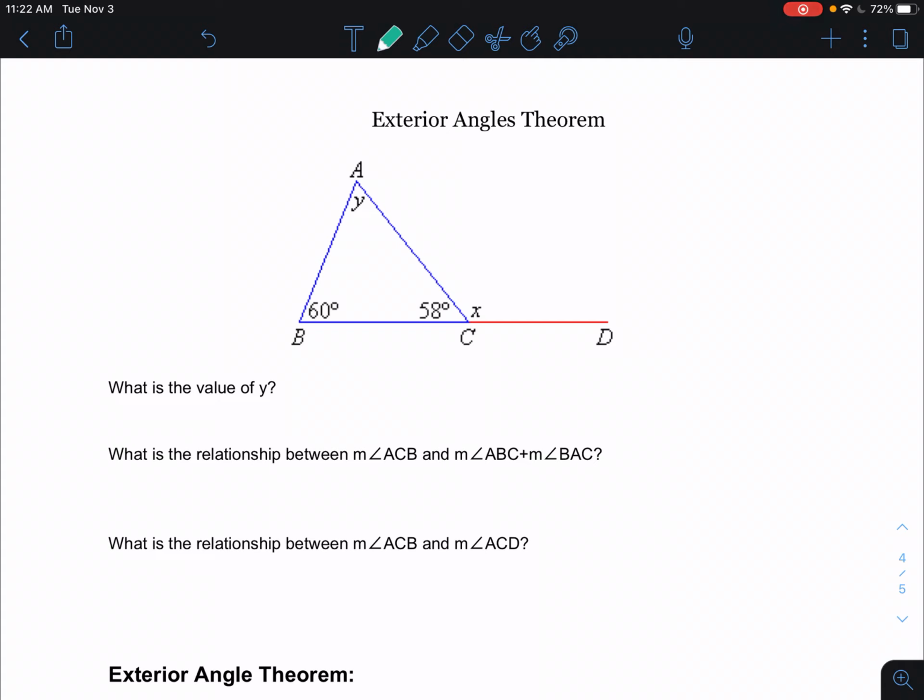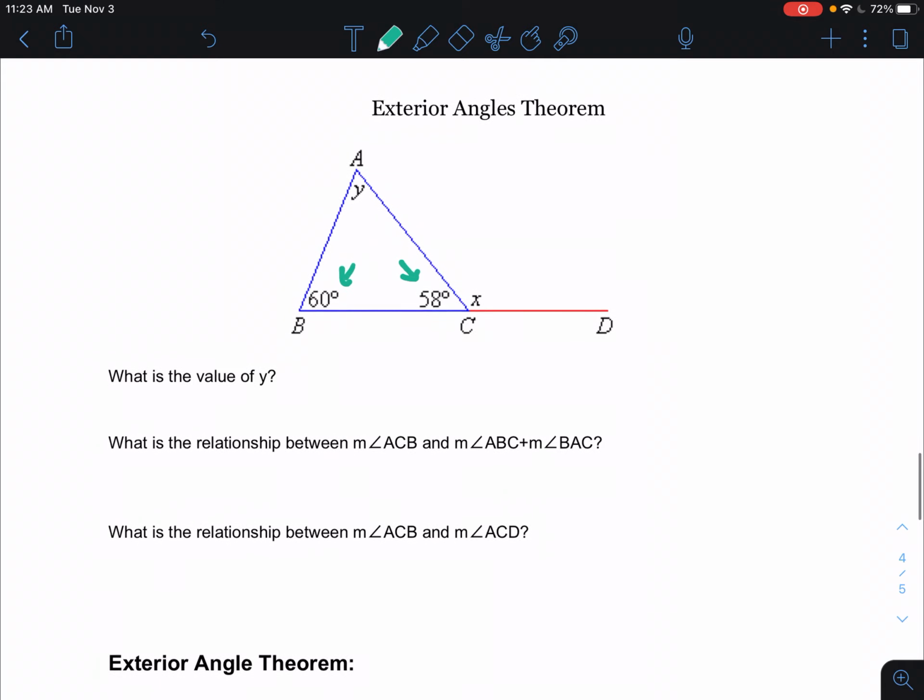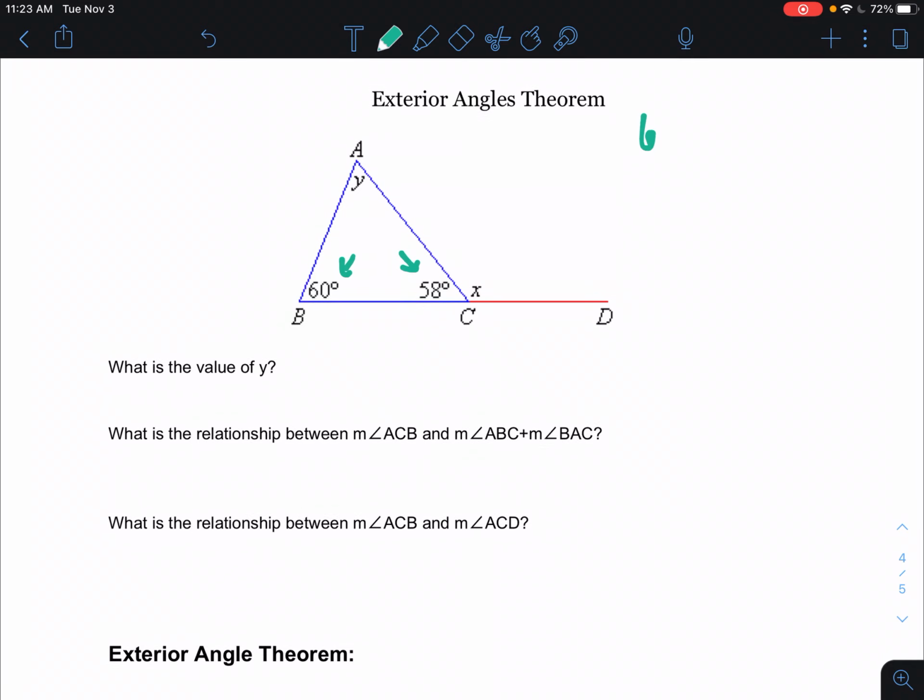So if we were to look at this and we were trying to figure out what is the value of y, well, we have a triangle and we have two of those angle measures already, which means we can pretty easily find the angle measure of y. That means that we have 60 degrees so far and 58. How much more do we need to get to 180? So we have 60 and 58 so far. That means we have 118 plus what equals 180?